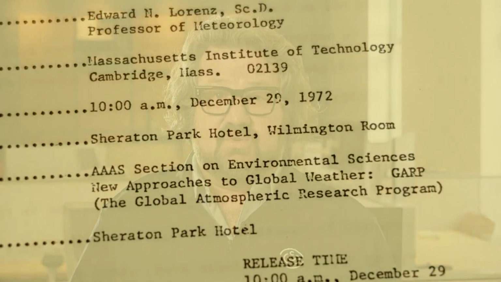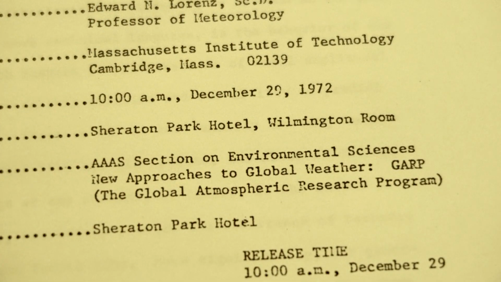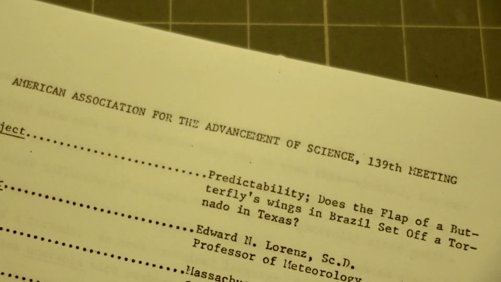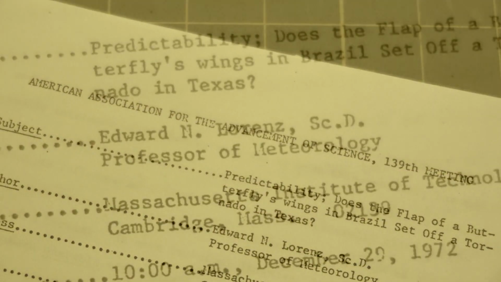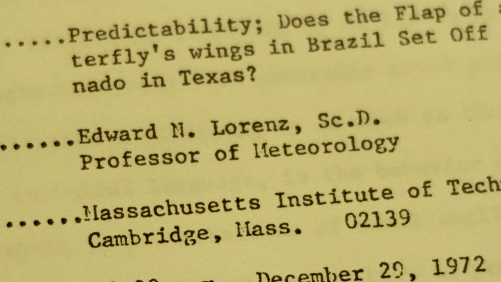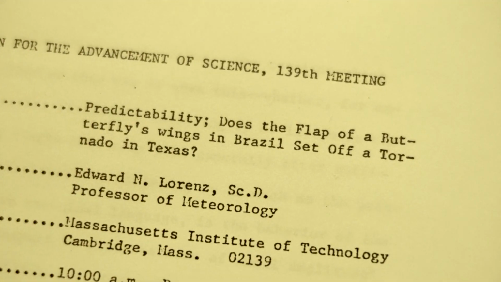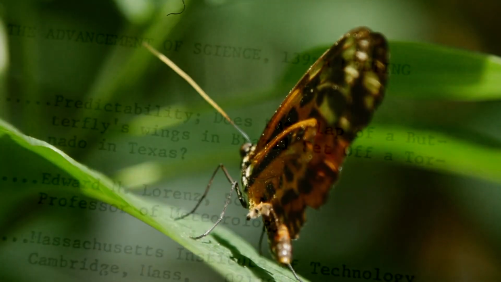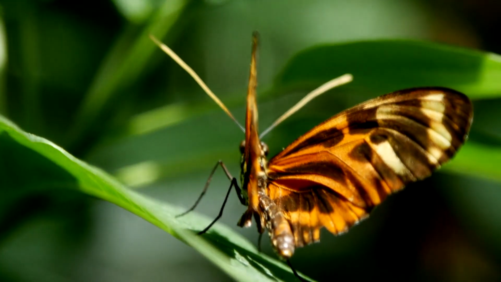Fast forward to December 29, 1972, in the Wilmington Room of the Sheraton Park Hotel in Washington, D.C. It's the 139th meeting of the American Association for the Advancement of Science, and Professor Edward Lorenz is going to give a lecture with another catchy little title, Does the Flap of a Butterfly's Wing in Brazil Set Off a Tornado in Texas? And bang, we have the butterfly effect. To be honest, he was just being provocative, but the concept stuck.